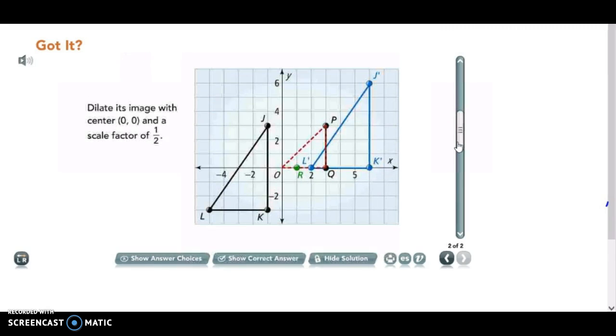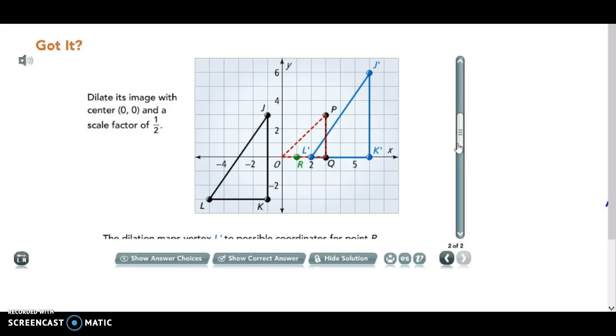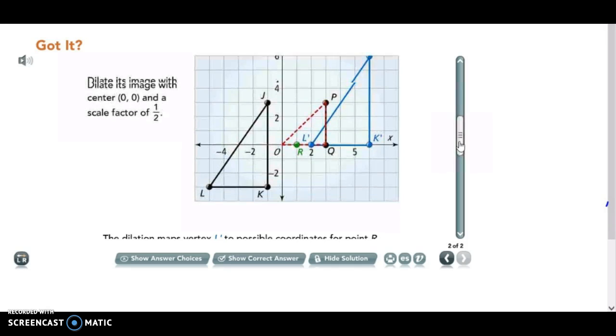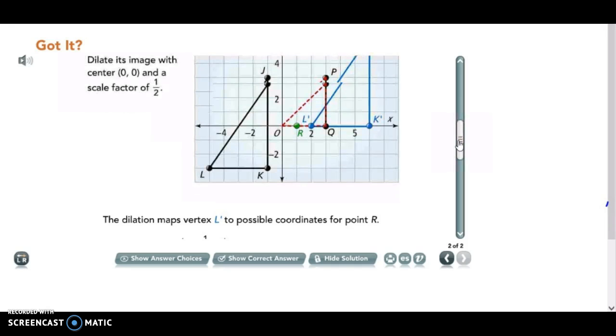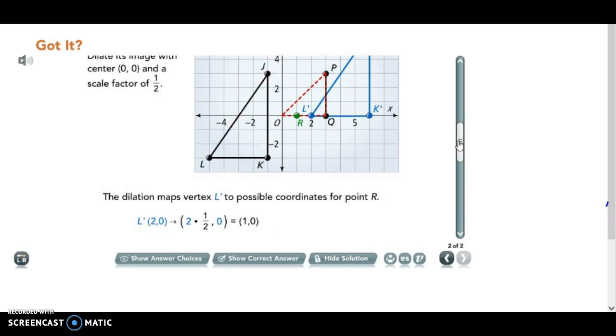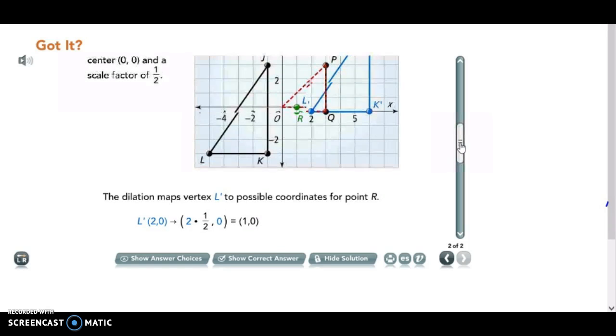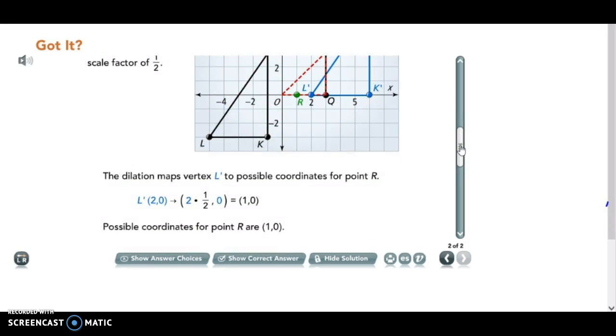Then we dilate its image with a scale factor of 1/2. So we've multiplied each of those by 1/2, or you can use what we did in 10.3 where we have shrunk them down. And that shows us that the dilation maps vertex L prime to possible points for R. And that means that R has the option of perhaps being 1, 0.